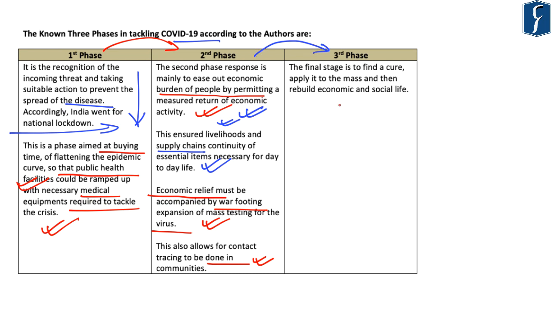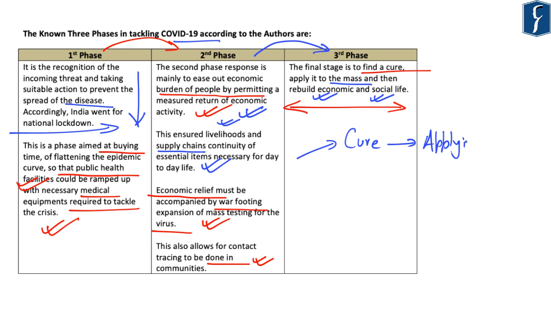However, the author says that the third phase is very unlikely to be achieved soon, as the third stage is with respect to finding a cure. And so far, none of the countries of the world are able to find a cure for coronavirus. So, with respect to the third phase, the final stage is to find a cure and apply it to the masses and then rebuild economic as well as social life. So it deals with three aspects. First is to find a cure and then apply such a cure in the entire society, and then to rebuild economic as well as social life.